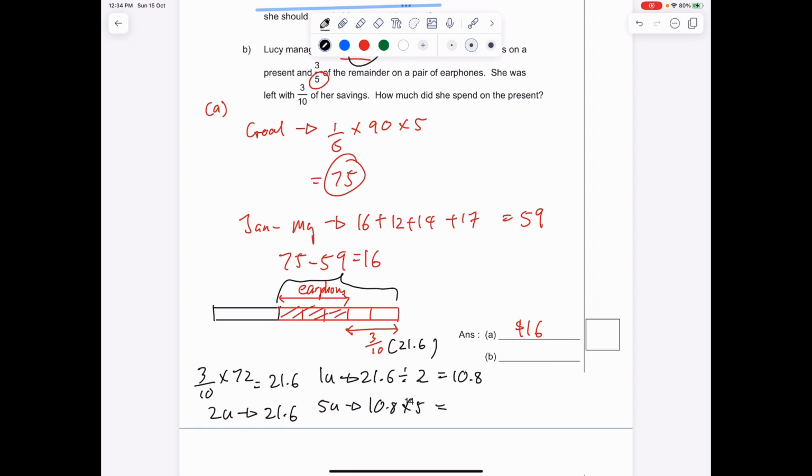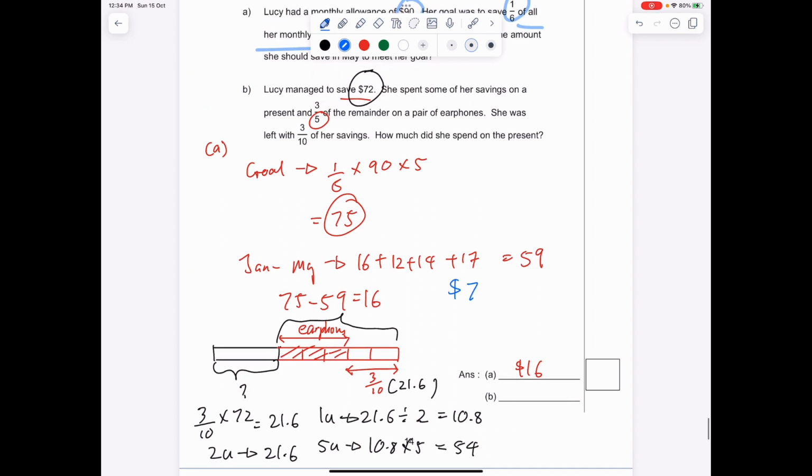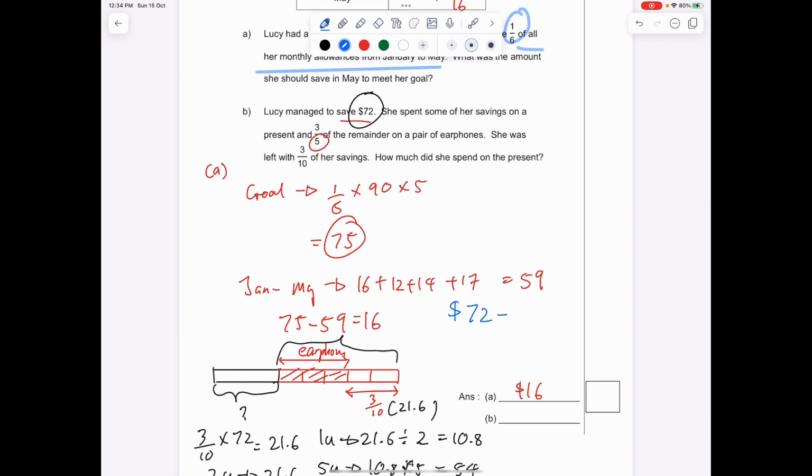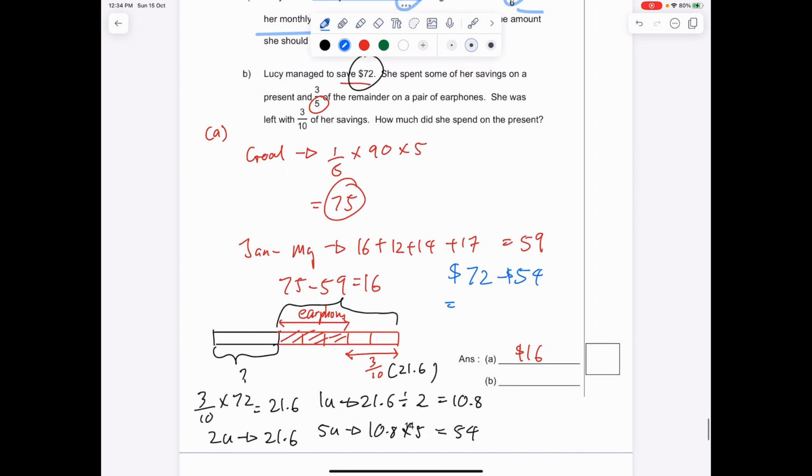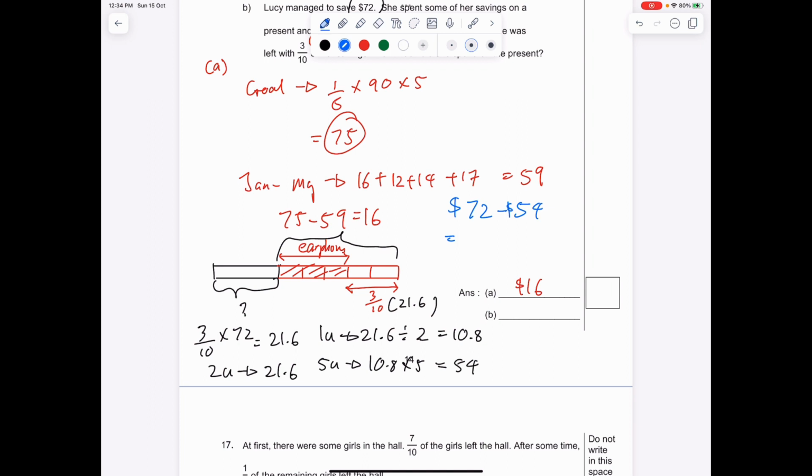Your answer will be $54. So that means you want to find how much is your present. Since the total amount of savings that she has is actually 72, you can subtract away the 54 that she spent on the earphones and the amount that she's left with. Your answer will be 18.